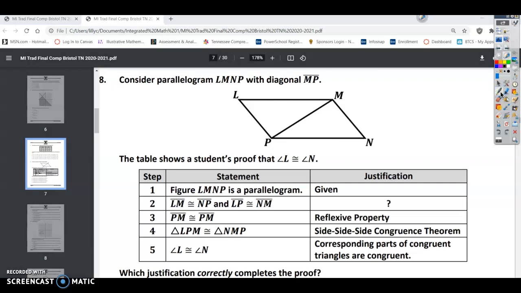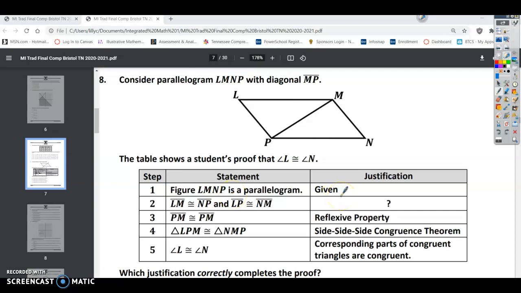All right, Math 1, your final benchmark, number 8. Consider parallelogram LMNP with diagonal MP. The table shows the student's proof that angle L is congruent to angle N. All right, so the first statement says figure LMNP is a parallelogram.